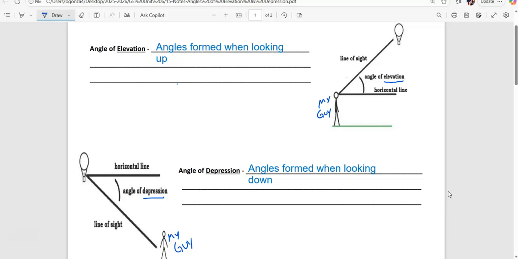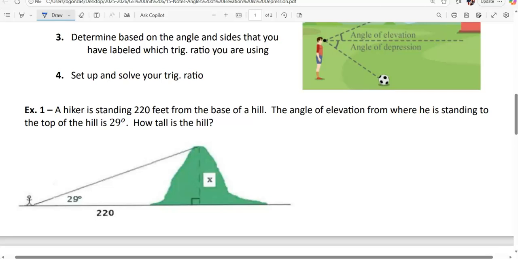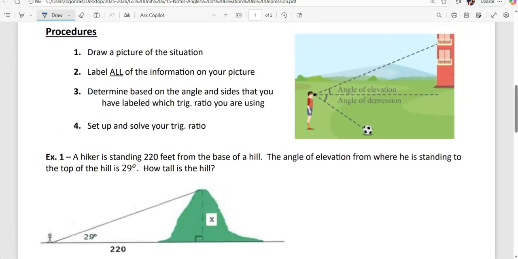All right. Now look, number one. By the way, there are some procedural steps of what you should do. First you want to draw a picture if there's no picture, and this is where some people get messed up. You want to label all the info, determine the angle and the side that you have, which is going to help you figure out the ratio, set up the ratio, and solve.